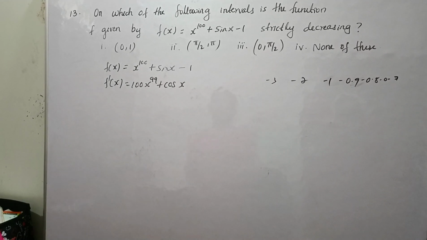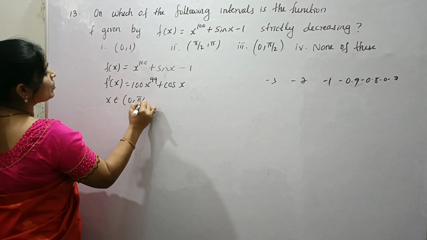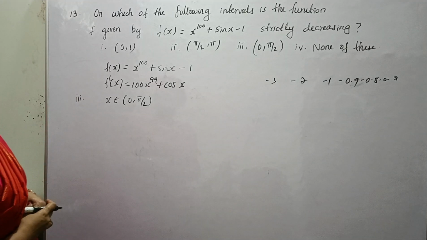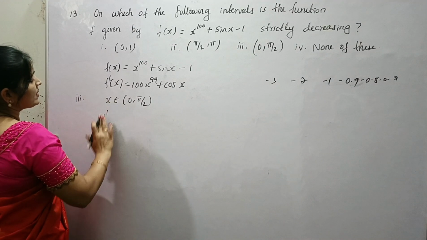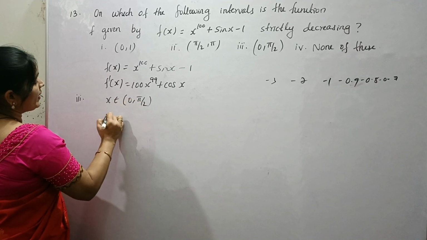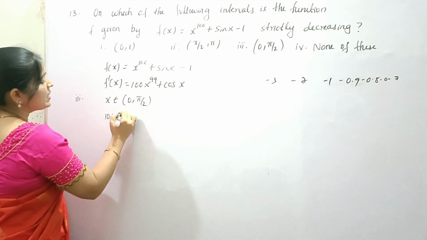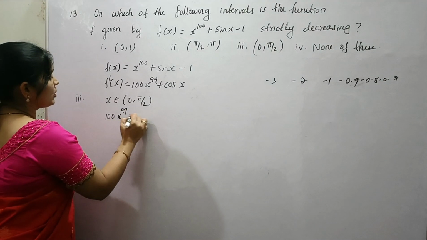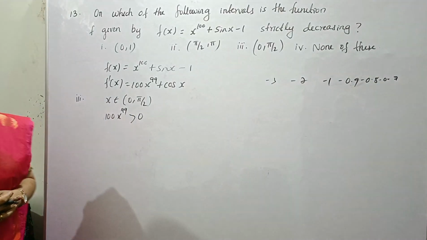What about the third interval, 0 to pi by 2? Here x belongs to 0 to pi by 2. Here f dash of x, let's take these two terms one by one. 100 x raised to 99 is always greater than 0, right? Because our x values are positive. So it is always greater than 0.